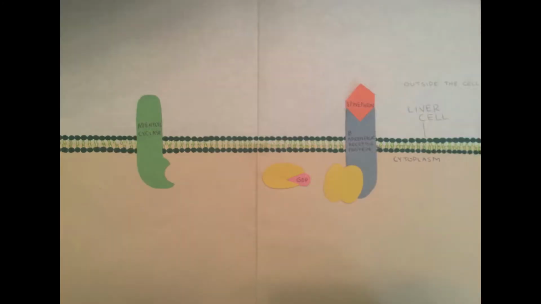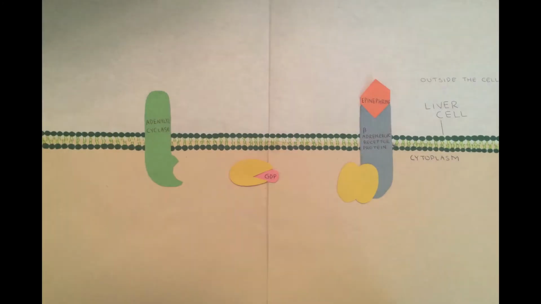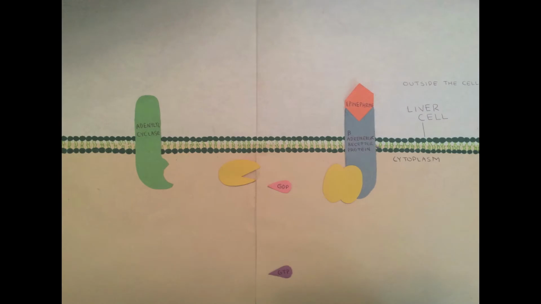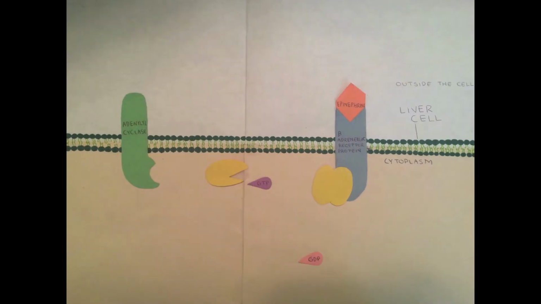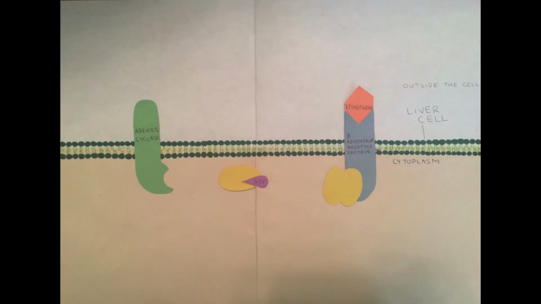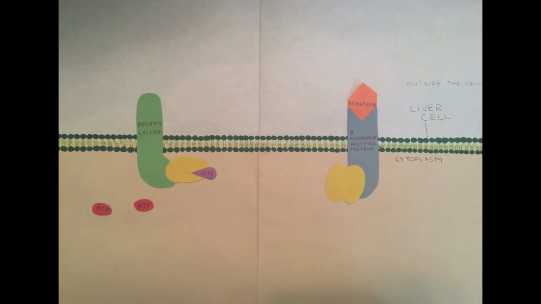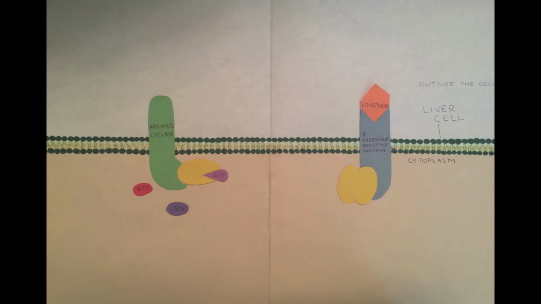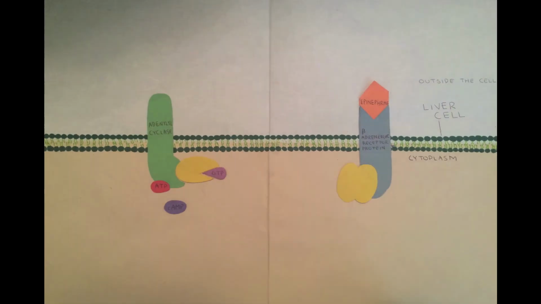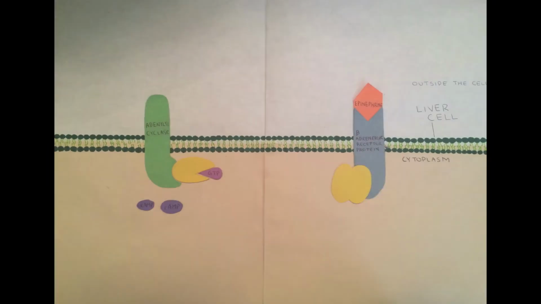Now that the receptor is activated, a G protein is able to bind to it. The GDP that was originally bonded to the subunit is replaced with GTP, enabling the G protein subunit to bind to the adenylyl cyclase. Now that the adenylyl cyclase is active, it is able to convert ATP into cAMP, or cyclic AMP. Epinephrine is now released from the adrenergic receptor protein.